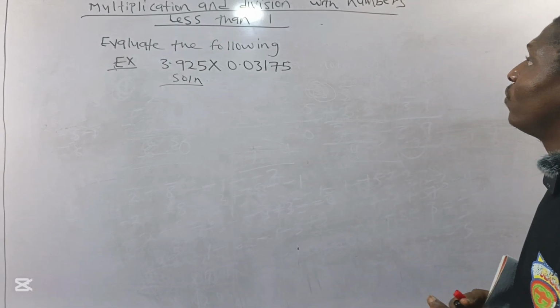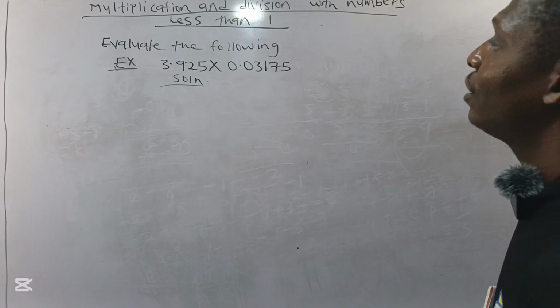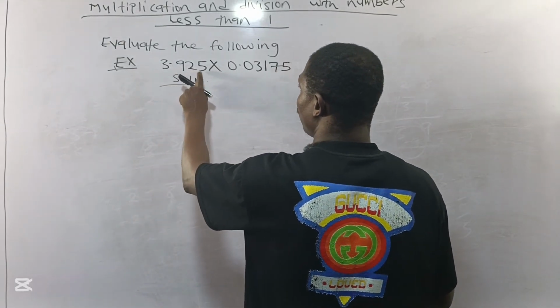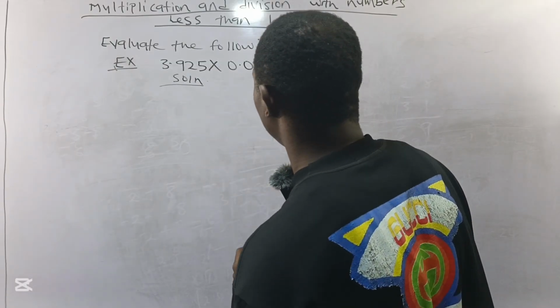So still on the topic, multiplication and division with numbers less than 1. We have to evaluate the following. The first on our list here is 3.925 times 0.03175. How are we to do this?